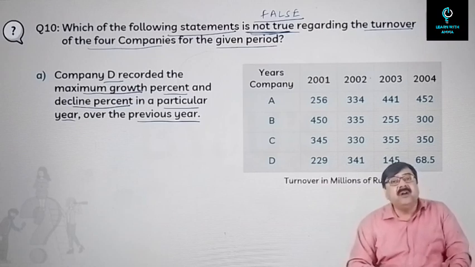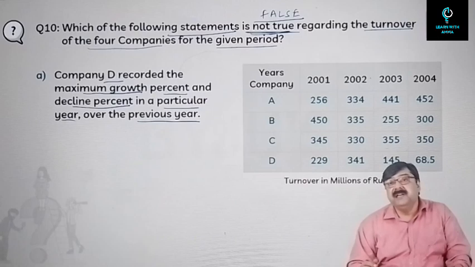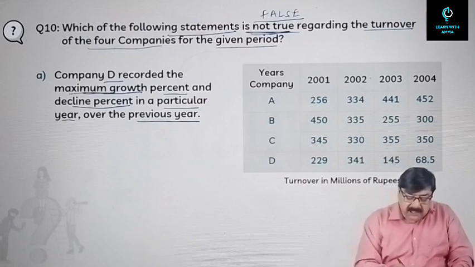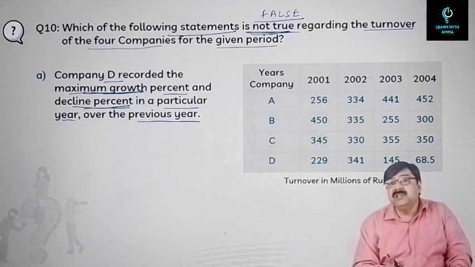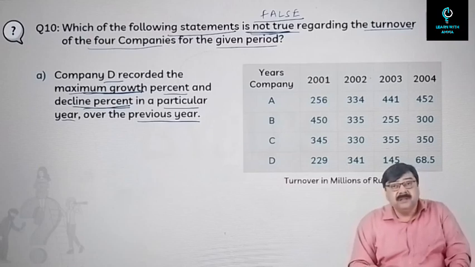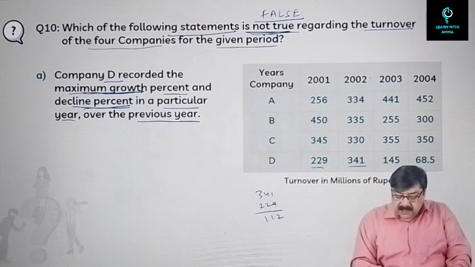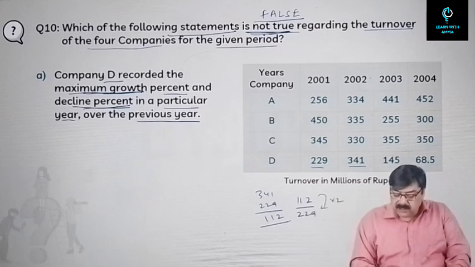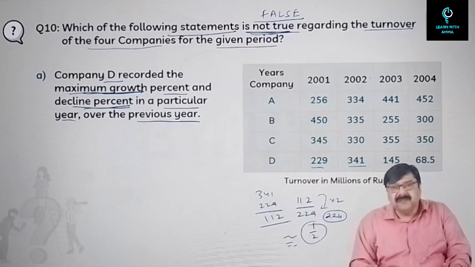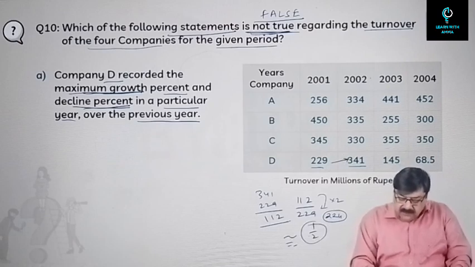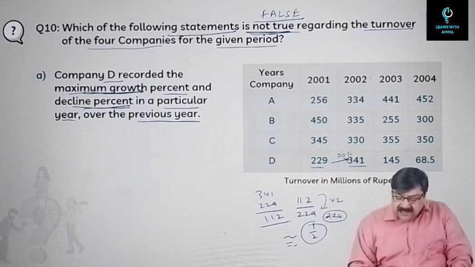So for every pair of numbers, we may have to find out the percentage value. But when he says D recorded maximum growth and decline percent, then you have to just find out the pairs of consecutive years which have maximum difference between their turnovers and the least difference between their turnovers. The maximum increase in turnover for the company D happened from 2001 to 2002. That is from 229 to 341. So 341 and 229 has a difference of 112. Now 112 by 229. 112 into 2 is 224. So nearly half. That is 50%. So here there is an increase of nearly 50%, or let's say a little lesser than 50%.